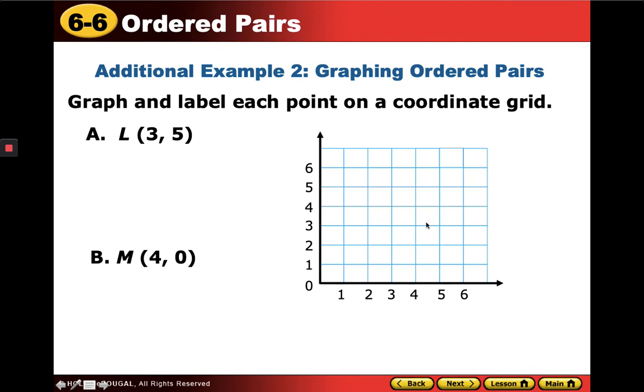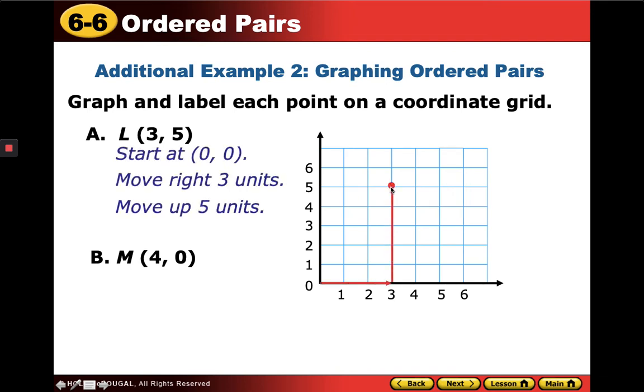Now, sometimes you have to do it the other way where you actually have to label the point. So if we want to label point L on this coordinate grid, 3, 5. The first number tells us how far left or right: 1, 2, 3. The second number tells us how far up or down: 1, 2, 3, 4, 5. So our point should be right there. 3 units right, 5 units up, and there it is, and we label it point L. That way we know that's the exact label.